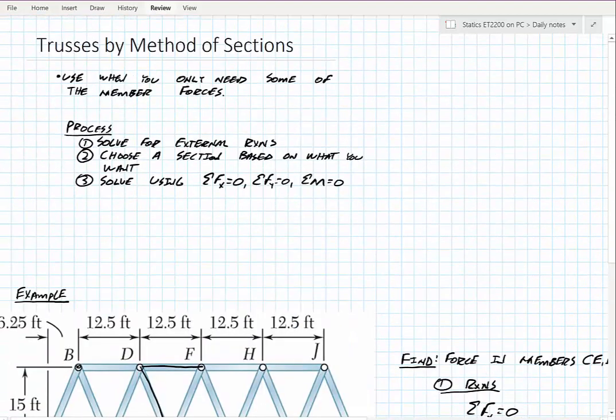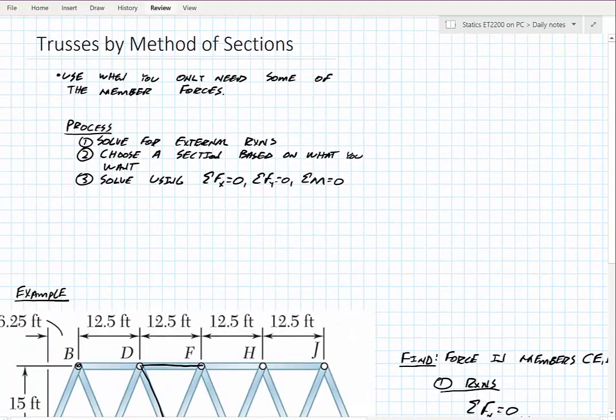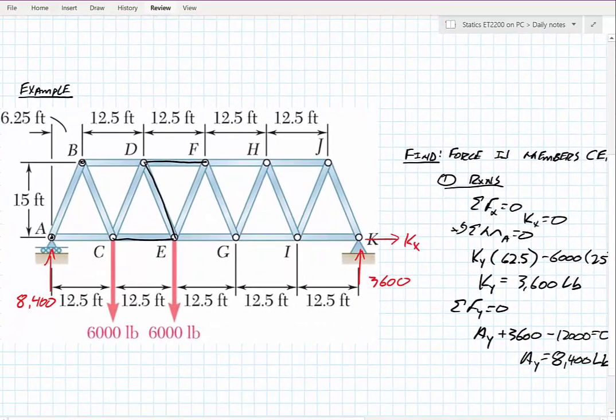So step 2 in this process, we said we want to choose a section based on what we want. So what we want to know is the force in DF, DE, and CE. I have labeled there. Now, when you're going to do your section, you're going to put a line right through whatever you want to know. So I want to know DF, I want to know DE, and I want to know CE. So I can actually draw one continuous line. It's like breaking the truss right through those 3 pieces.